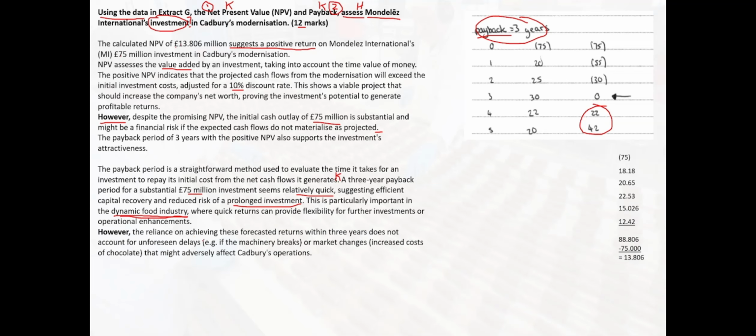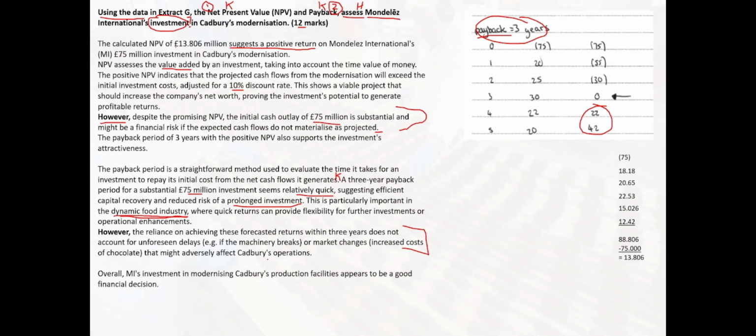The reliance on achieving these forecasted returns within three years does not account for unforeseen delays. For instance, if the machinery breaks, I just made that up. Or market changes, because it's chocolate, I thought increased costs of chocolate? Yeah, I think any of us can work that out. That might adversely affect Cadbury's operations. All we're doing in these counter-arguments is questioning the reliability of the data.